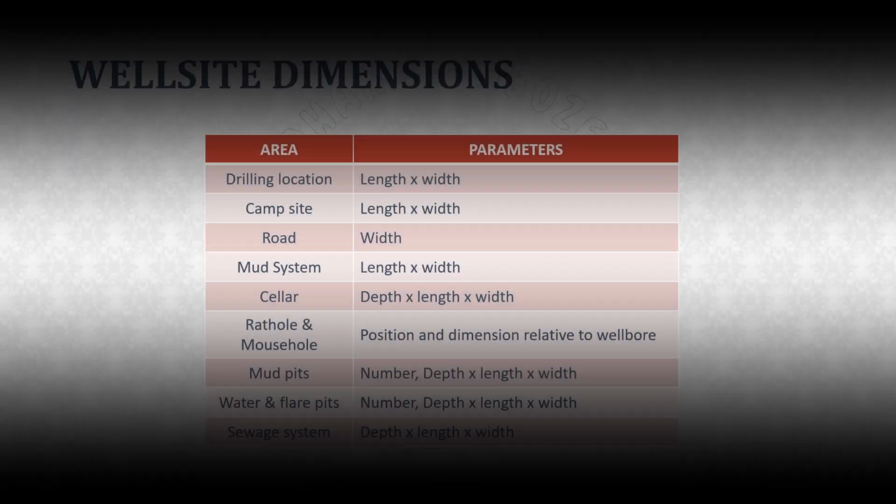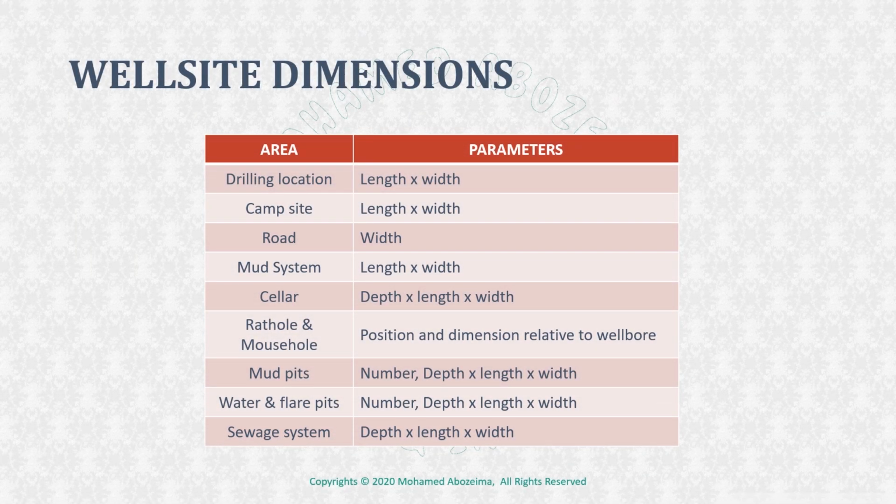Rig layout should be made by the contractor and it should include the following: length and width of the drilling rig site, length and width of the main camp, length and width of the mast system, length, width and depth of the cellar, the dimension and position of rat hole and mouse hole with respect to the well center, position of the cellar relative to mud system for proper alignment of flow line, position of mud pumps relative to mud system for proper alignment for mud pump slab.